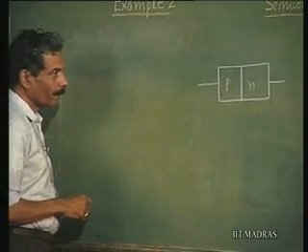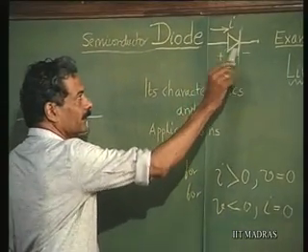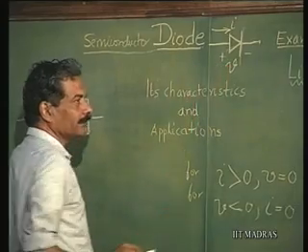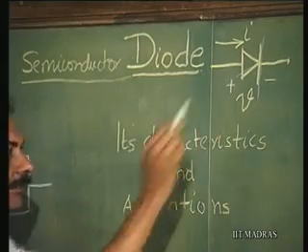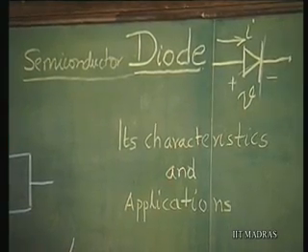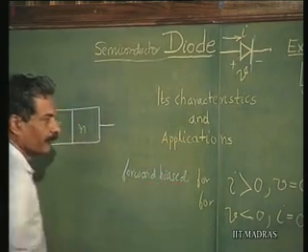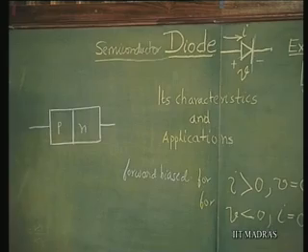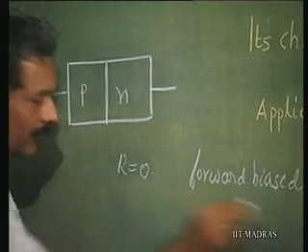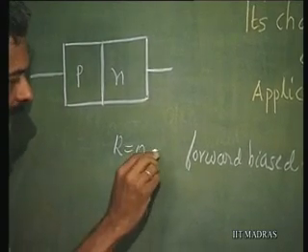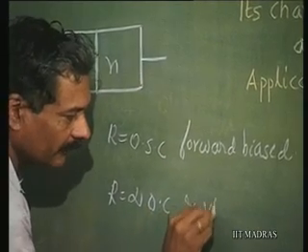Now, we have also said that in this direction, where this end is positive and this end is negative, it is said to be forward biased, or when I is greater than 0, the diode is forward biased. This is what we called earlier forward bias, where its resistance is 0. This is a short circuit. And R is equal to infinity is an open circuit, where it is reverse biased.